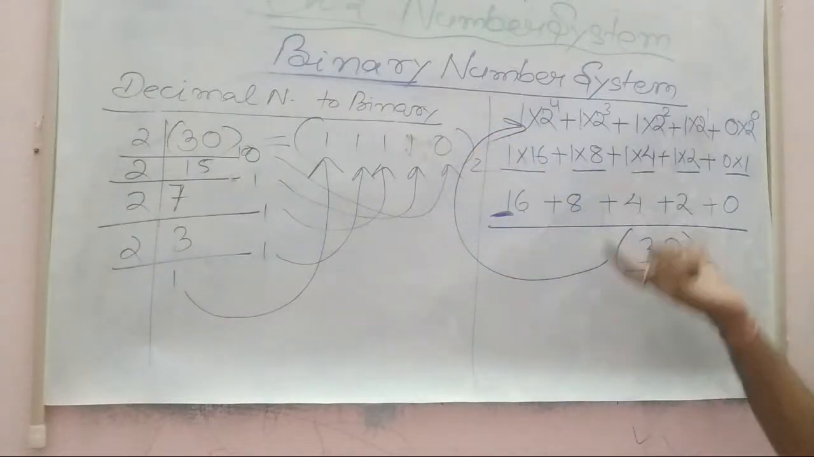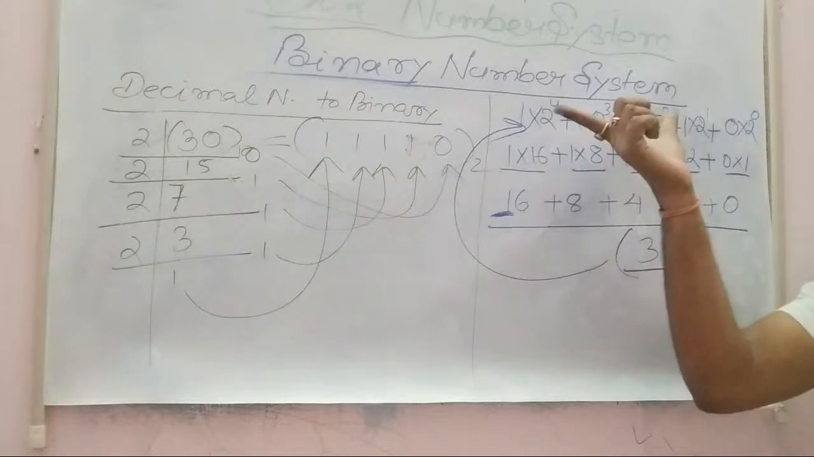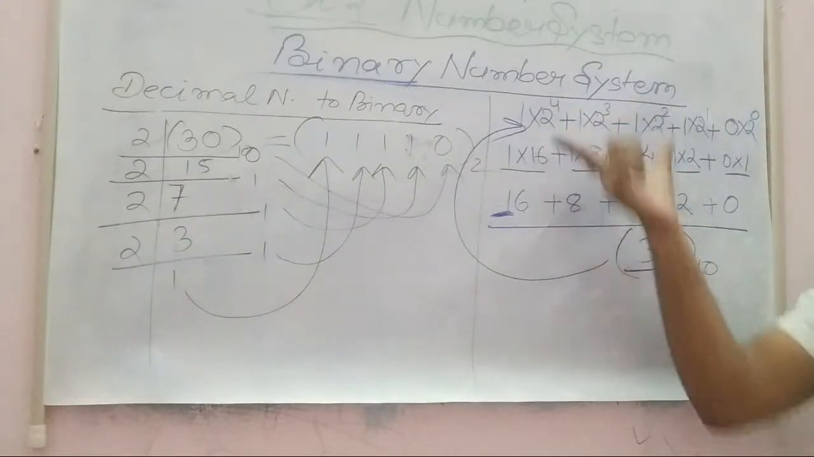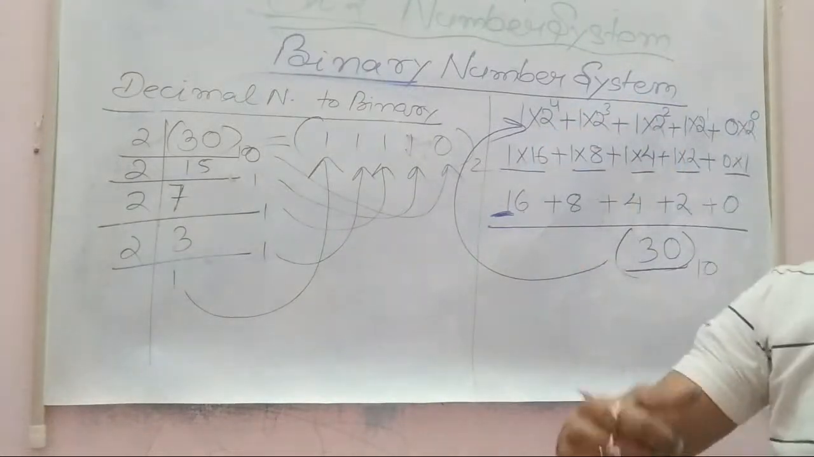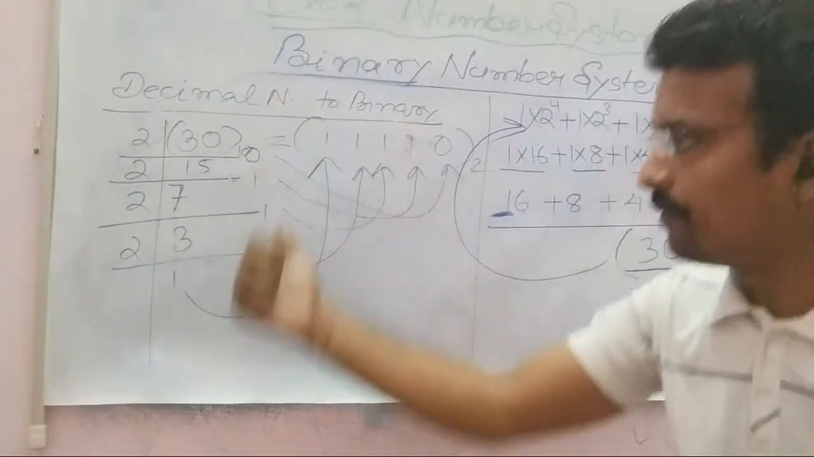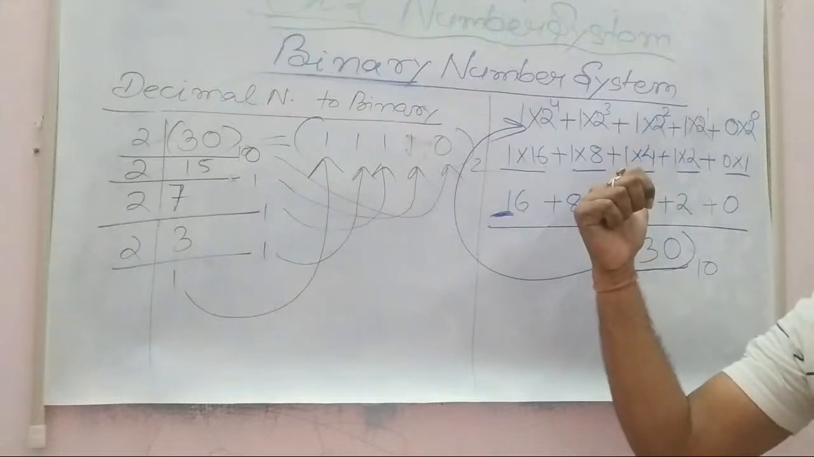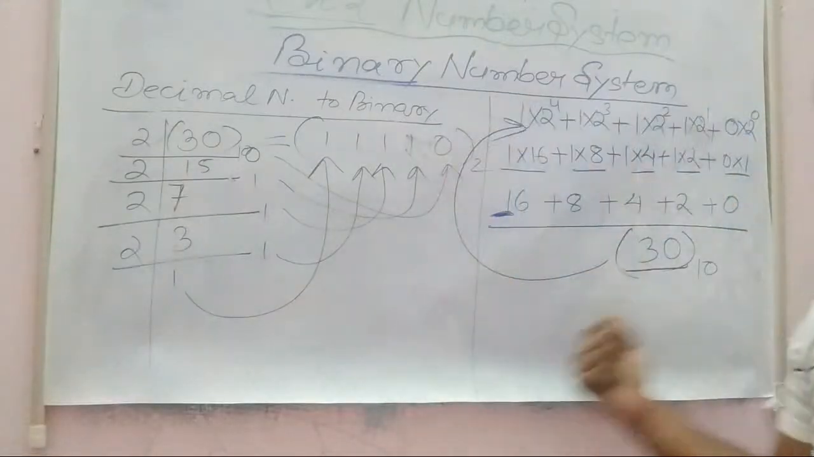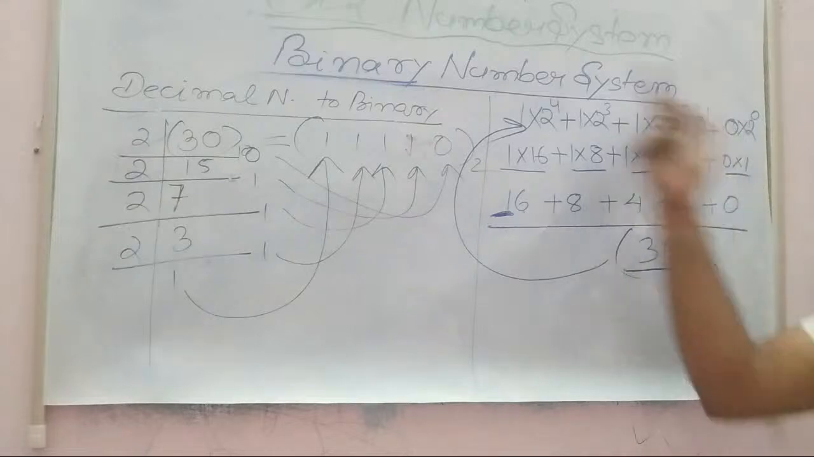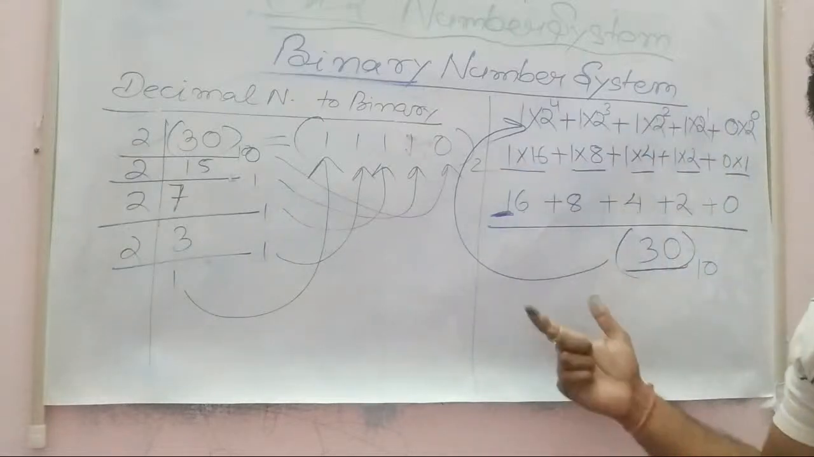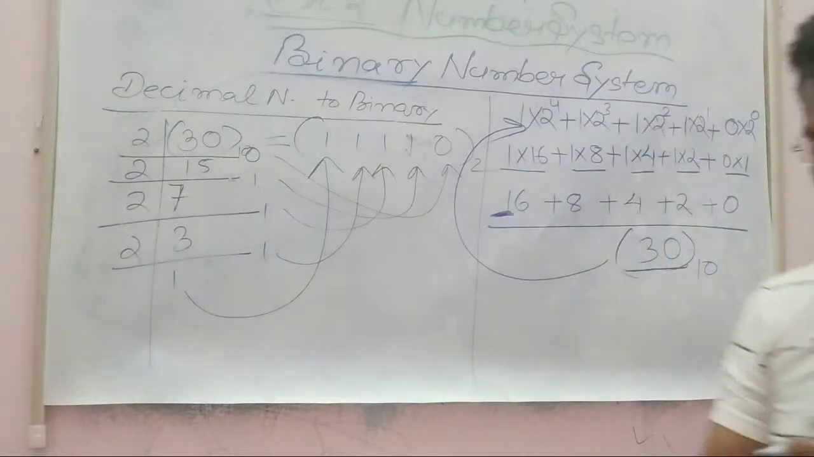So this way we can convert any binary number to a decimal number, to check whether the conversion we have done on this side is 100% correct or not. Am I clear with this? Have I cleared it to you all? Yes? Okay. Next.